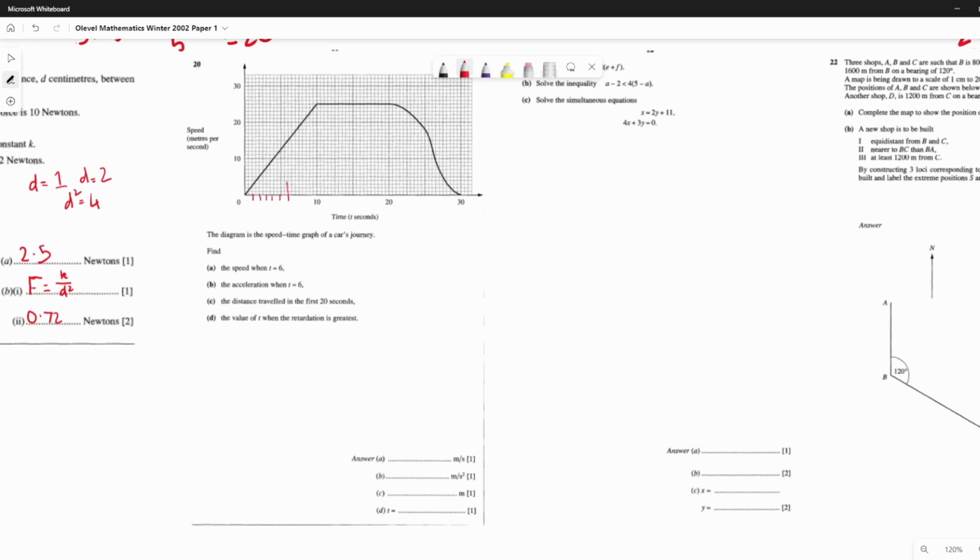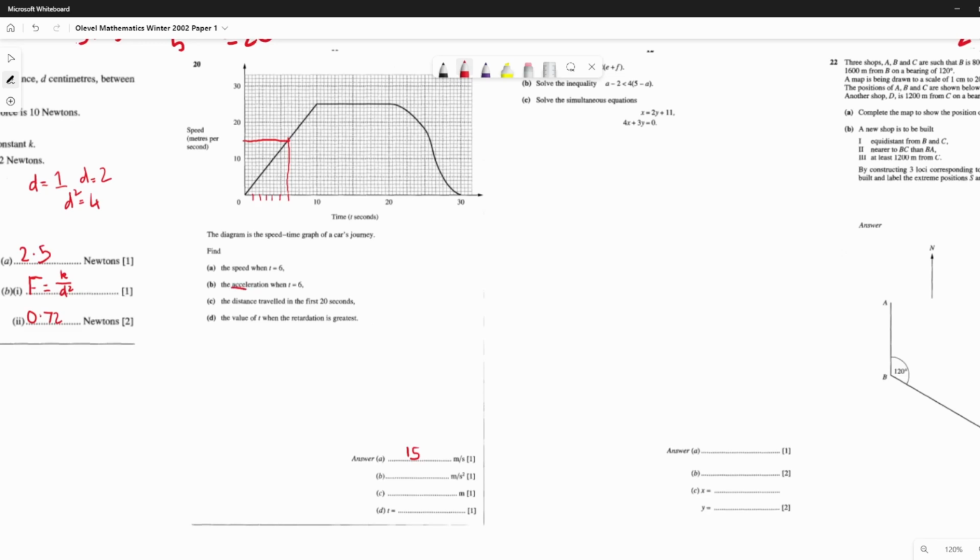And if we just draw a straight line from here, it meets it there, and this again, I think it's right in the middle of 10 and 20, which leads me to believe it's 15. These are 10 and they represent 10, so right in the middle would be 15. I'm just going to write 15 meters per second. The acceleration when t is equal to 6.